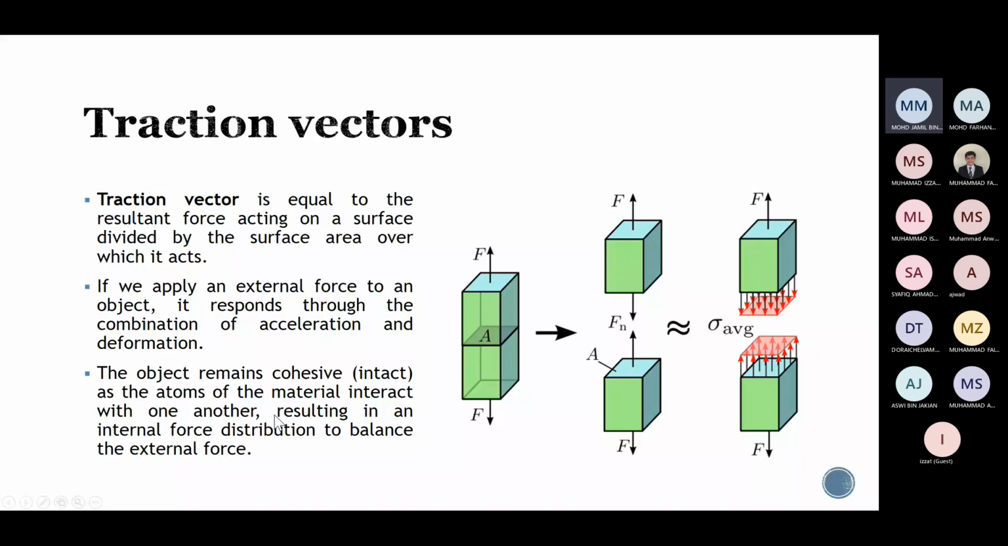Cohesive means intact, as the atoms of the material interact with one another, resulting in an internal force distribution to balance the external force. So if you look at the last figure here, there will be some force distribution between the two bars here. So each of the particles will have its own force. Okay, so the force is distributed accordingly on the surface area.